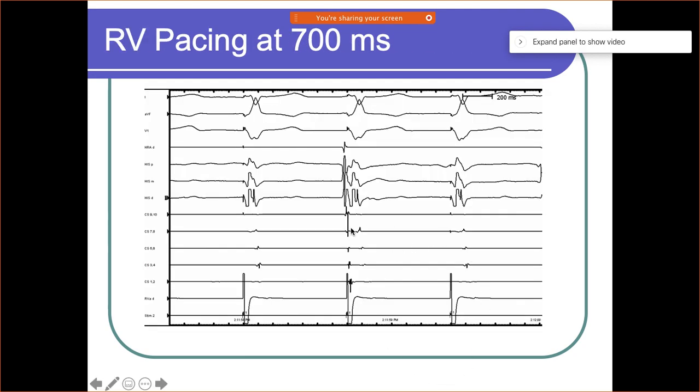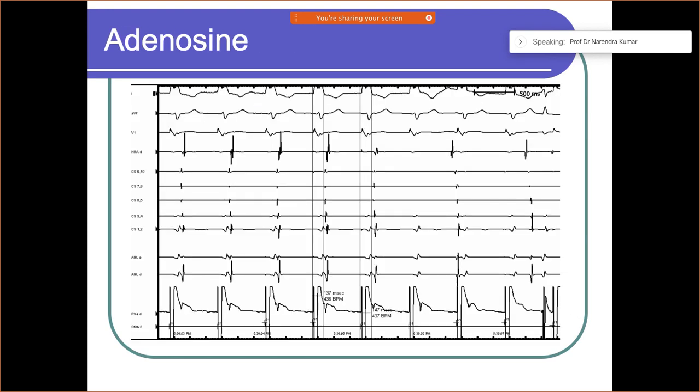Then what is happening in this is, we are trying to pace from the RV at 700 milliseconds, right? What is happening over here? If you look carefully, this is again characteristic for the ORTs, but only 5%. As I said, you should try to look out for the most common things, which are most commonly correct. What is happening over here is, the pacing is going on from the RV.